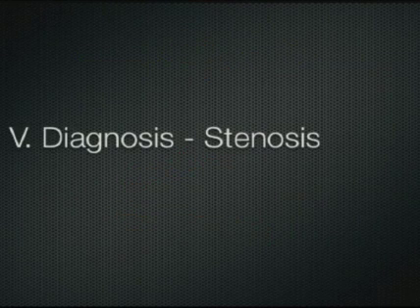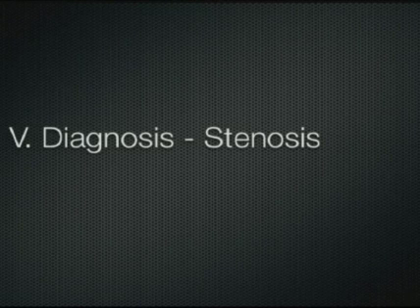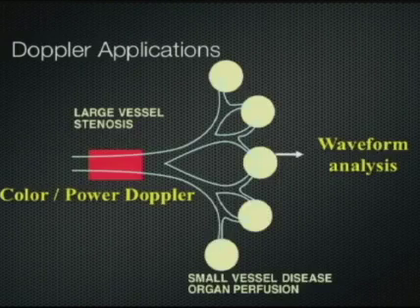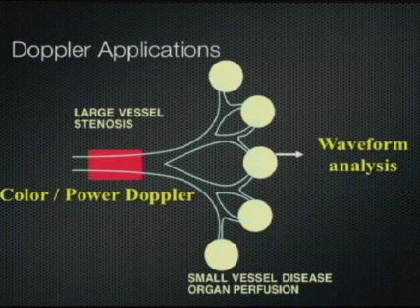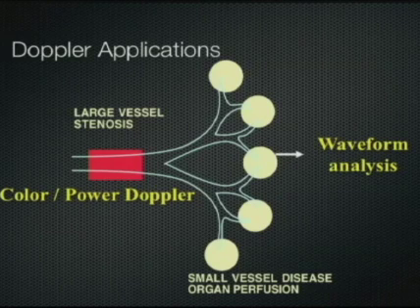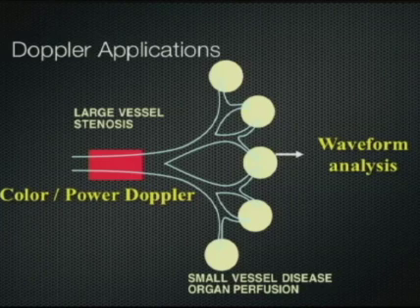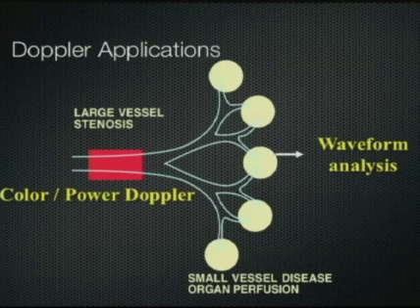One of the most important applications of Doppler ultrasound is in the evaluation of vascular stenosis. When we look at Doppler applications, we can consider the assessment of large vessel changes such as occlusion and stenosis, as well as changes in small vessels. We'll first talk about large vessel stenosis, and in a later segment we'll discuss waveform analysis and inferences related to small vessel disease and organ perfusion.